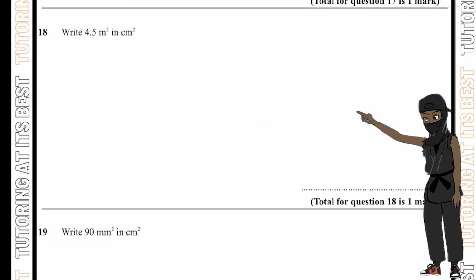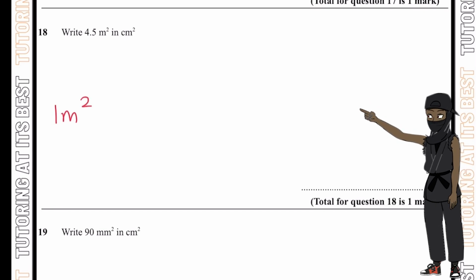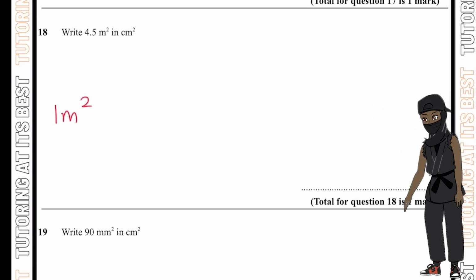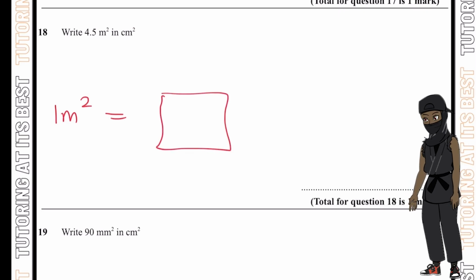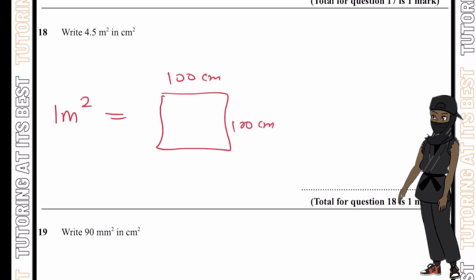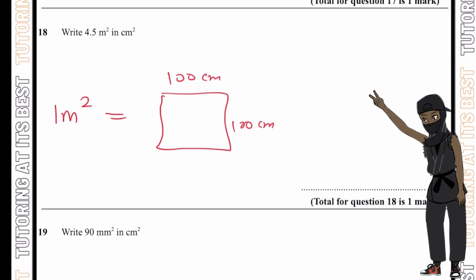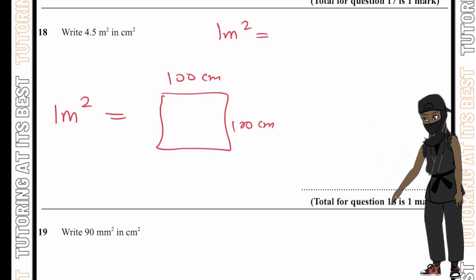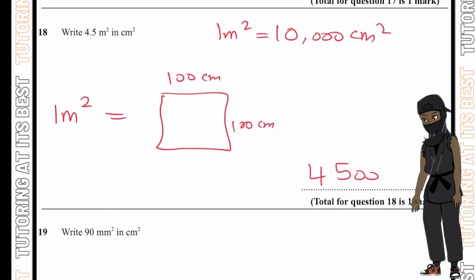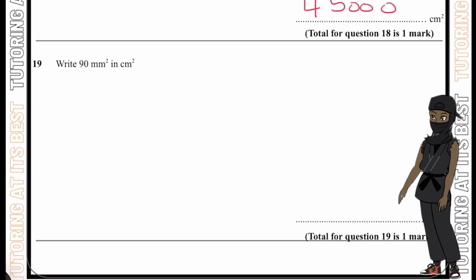And 18 and 19 is very much similar. So let's go for 1 meter cubed, or actually 1 meter squared, shall we say. So then I'll just draw out a square here, and we'll have 100 centimeters on one side and 100 on the other, which is again equivalent to 1 meter squared. But this time it's 10,000 in terms of a conversion. So we have 1 meter squared, which equals 10,000 centimeters squared, and that would give us 45,000 centimeters squared. So again, don't forget the conversions here.